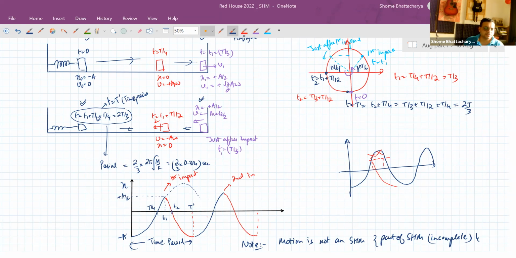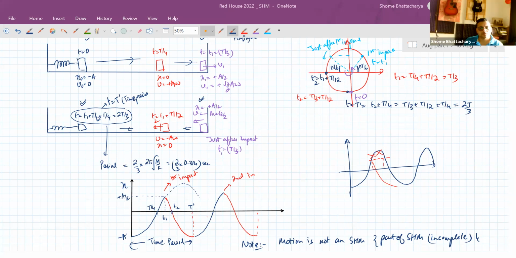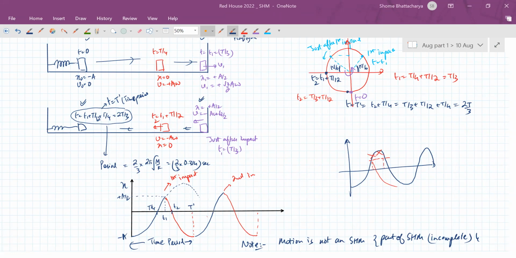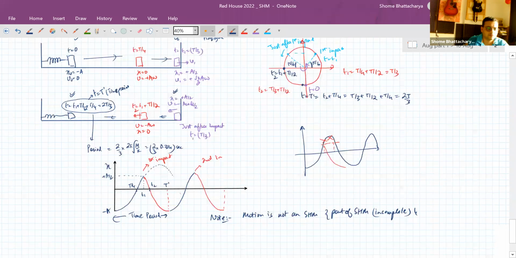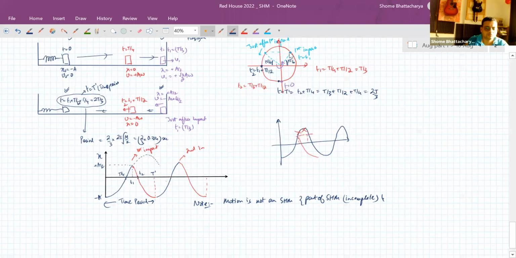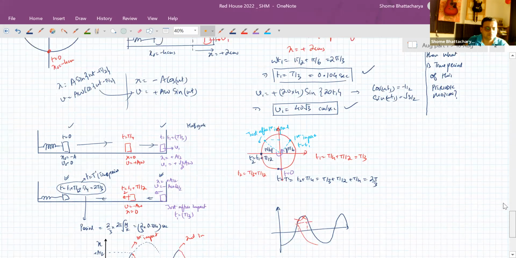Aman, you have made that correction, no? It's not t1 plus T by 6, but t1 plus T by 12. So can you scroll a bit up? Yeah, sure. This part, Kevin?